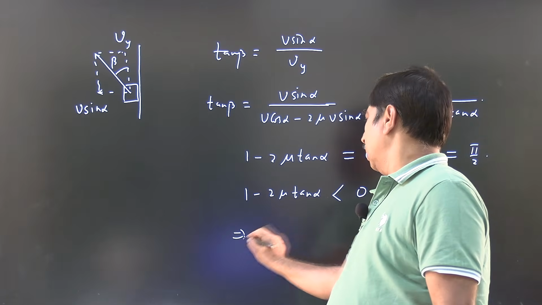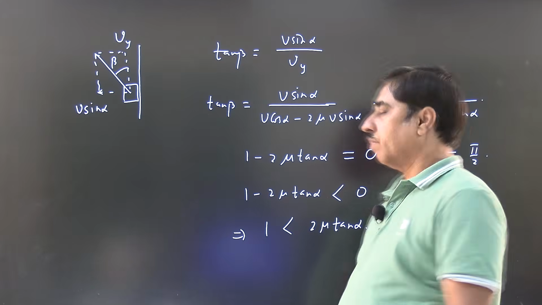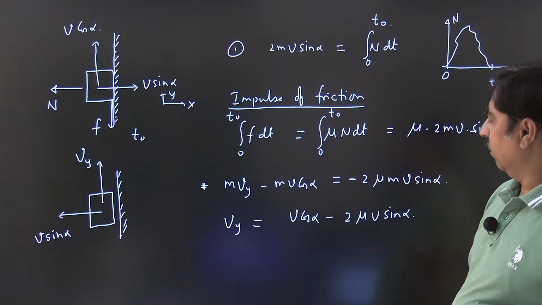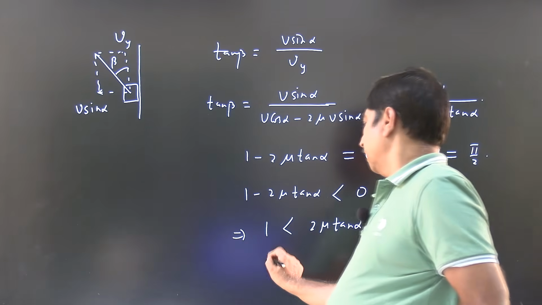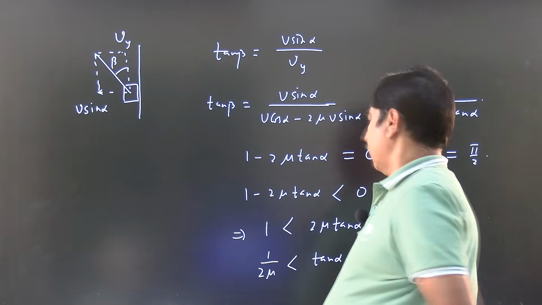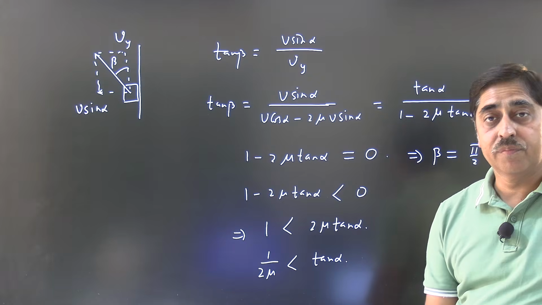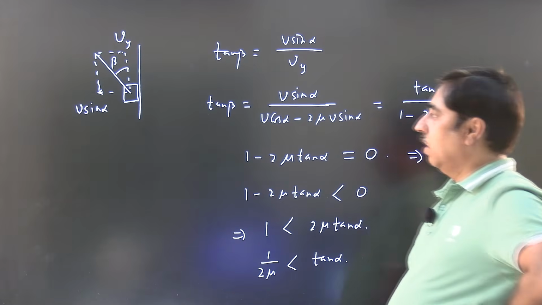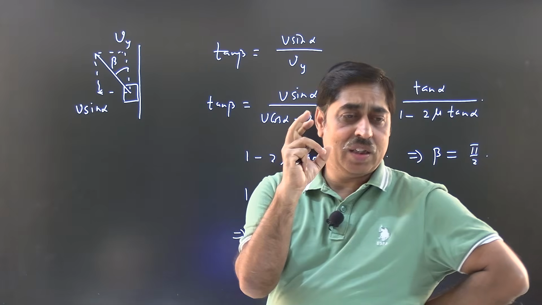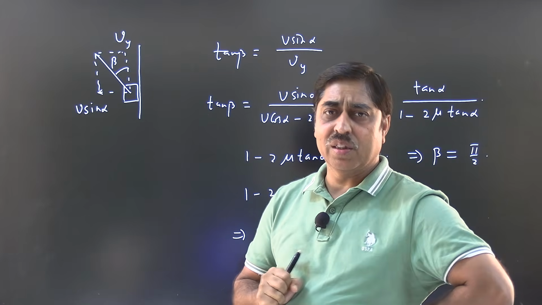Which means tan alpha is greater than 1 by 2 mu. What does this mean? What it means is, it may happen, think that friction coefficient is large. Just for a moment think that friction coefficient is large.